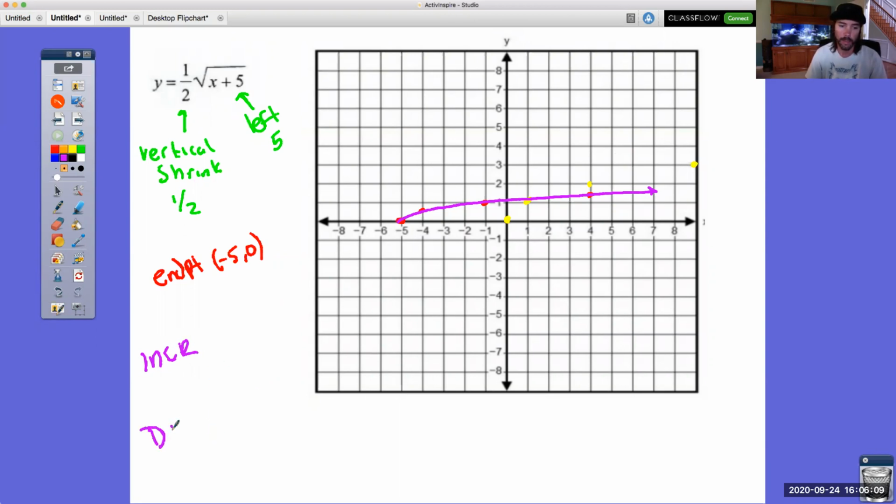The domain, the x value started at -5 and went to the right, so x has to be greater than or equal to -5. The range, the y values were at 0 and went up. -5, 0, look, -5, 0. Those numbers always come in play. Increases throughout its domain from -5 to infinity. It just doesn't increase as fast as the parent function in yellow that I never connected.